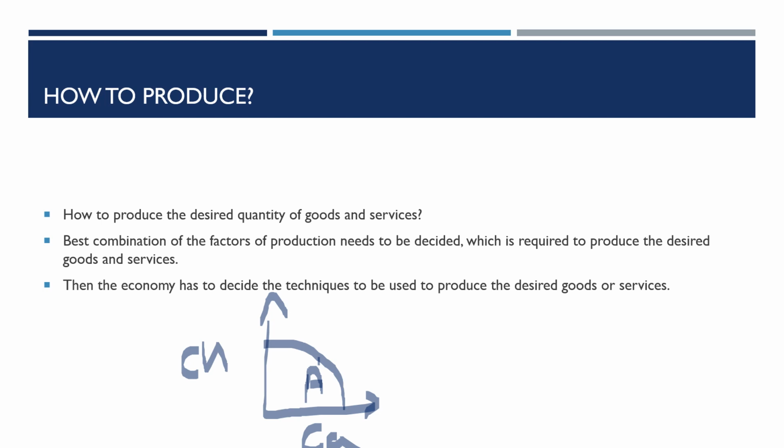Now after some time what happens? After some time we decide that the economy is having sufficient money. Let's start using some capital equipments, and let's not fully rely on our labor. So then we'll be shifting to the next production possibility curve. There will be a rightward shift in the production possibility curve.